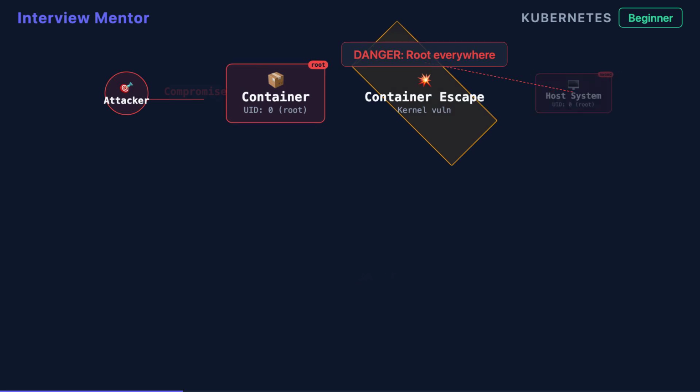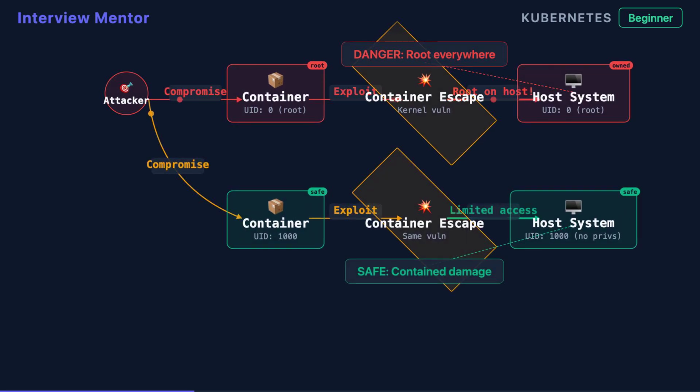Here's the scary part. Container isolation isn't perfect. If an attacker finds a kernel vulnerability or misconfiguration, they can escape the container. When that happens, the user ID inside the container becomes their user ID on the host. If your container runs as root, user ID 0, the attacker gets root on your host machine. Game over. But if your container runs as user ID 1000, the escaped process has almost no privileges on the host. The blast radius is contained.